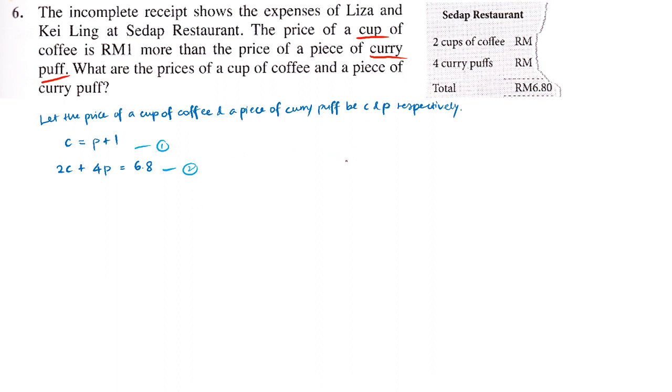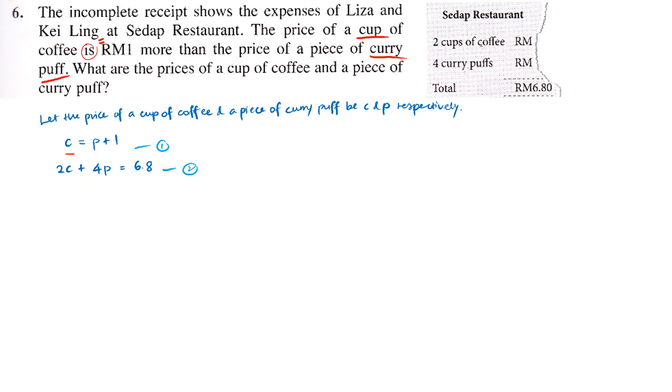The price of a cup of coffee is, so when you have is, put an equal, is 1 ringgit more plus 1 of a piece of curry puff. So it's actually C equals to the price of curry puff P, and it's more 1, so it's plus 1. Next, we can form another linear equation out of the receipt here.